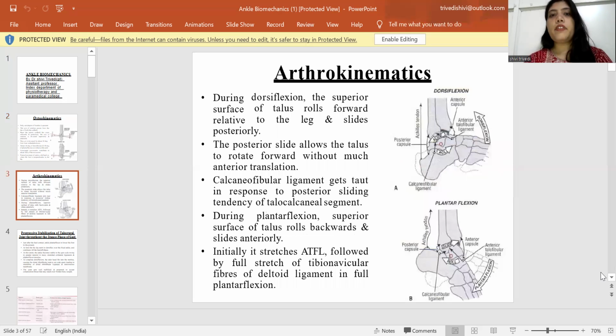In arthrokinematics, we are discussing that during dorsiflexion, the superior surface of the talus rolls forward relative to the leg and slides posteriorly. The posterior slide allows the talus to rotate forward without much anterior translation. Calcaneofibular ligaments get taut in response to the posterior sliding tendency of the talus.